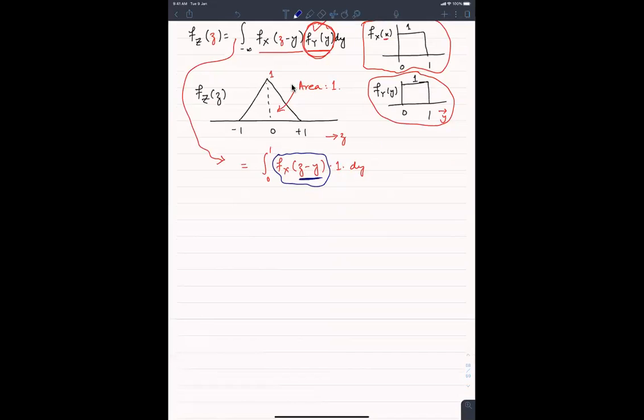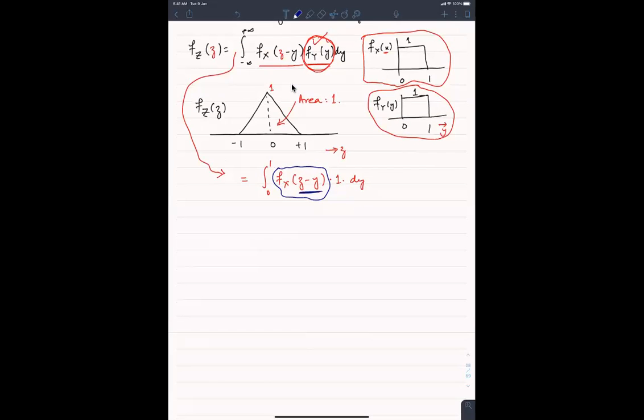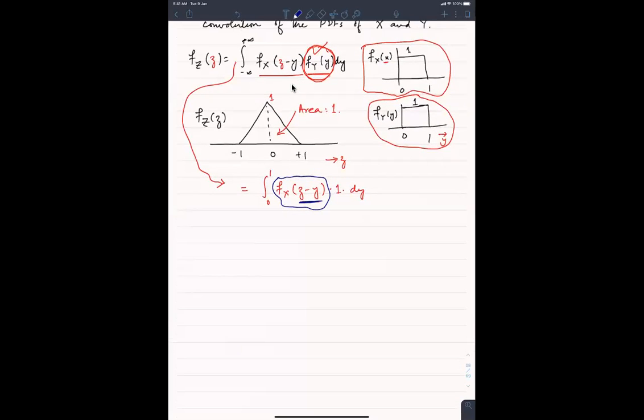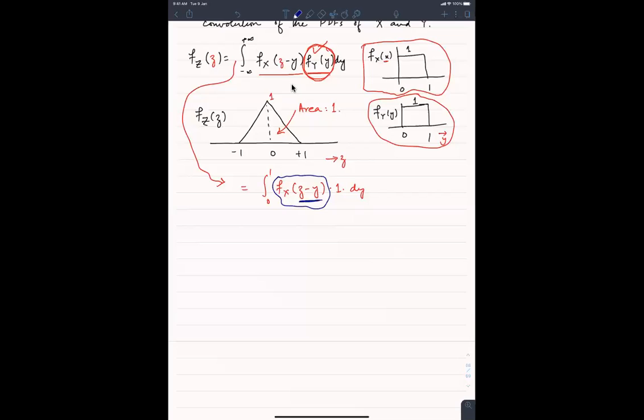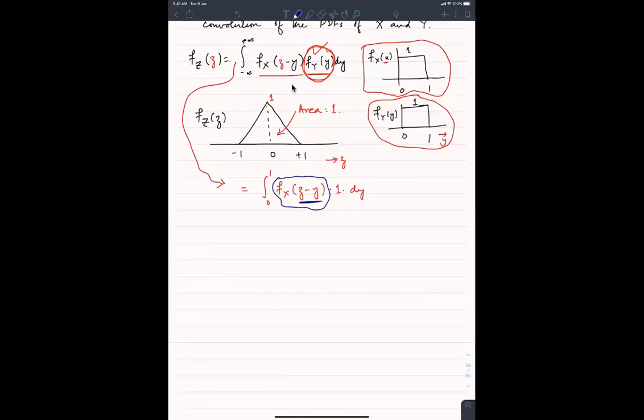Last time we promised that we would also show you a graphical method for this. Okay? In order to appreciate the graphical method, consider this expression: fz of z is equal to the integral from minus infinity to plus infinity of fx of z minus y times fy of y dy. So basically, if you focus on this expression, what does this equation say?